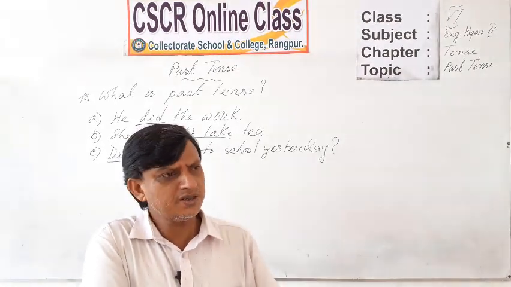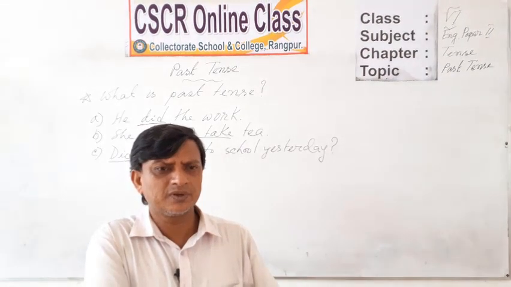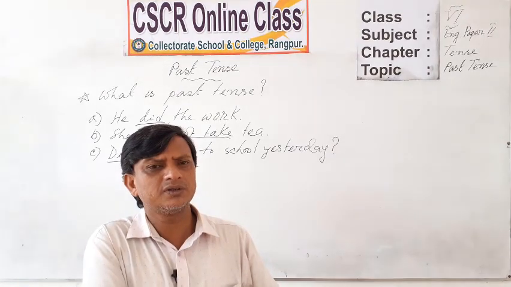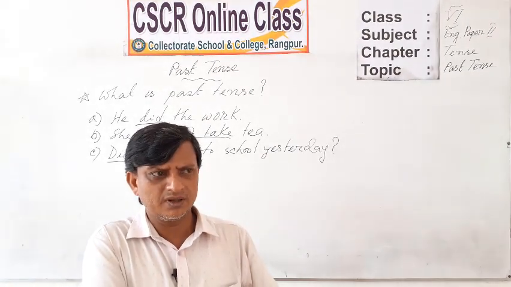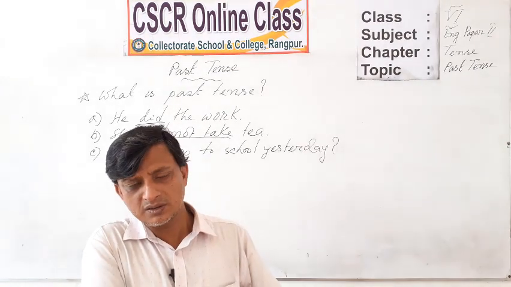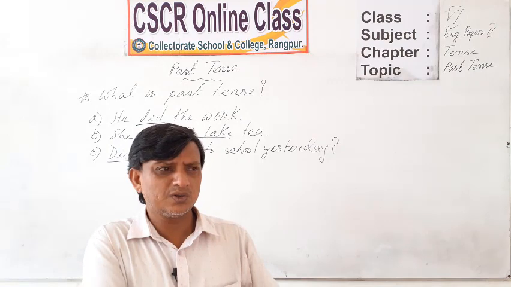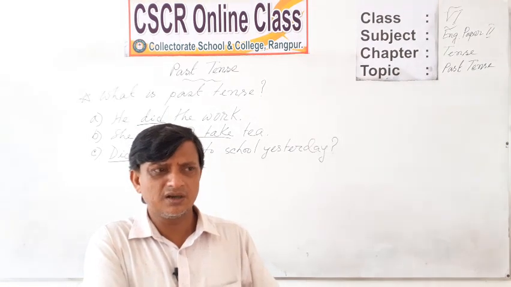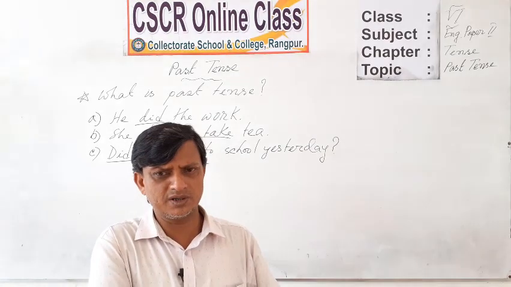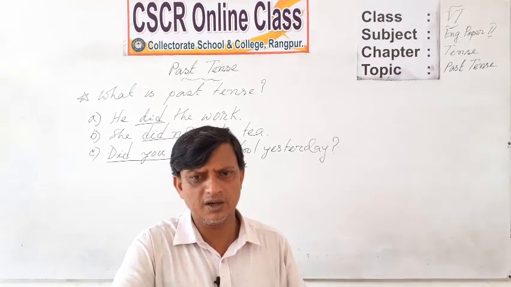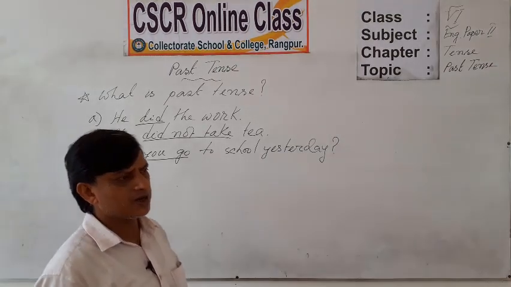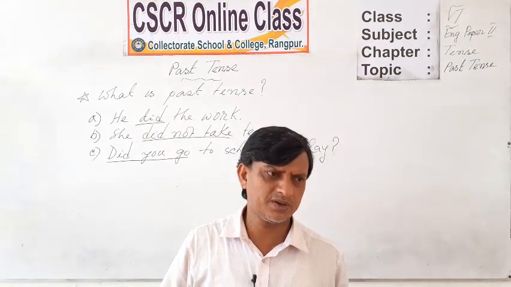Dear students, so what's a past tense? When a verb expresses past action, dear students, or when a verb is held in past time, it is called past tense. Dear students, as in present tense, when you learned present tense, you had four kinds of present tense: present indefinite, present continuous, present perfect, and present perfect continuous. Again, in past tense, we have four kinds of past tense: past indefinite, past continuous, past perfect, and past perfect continuous.